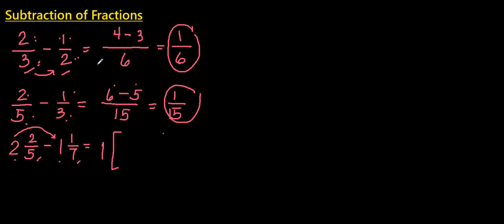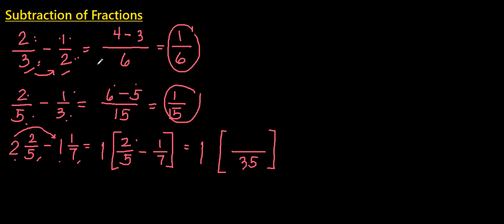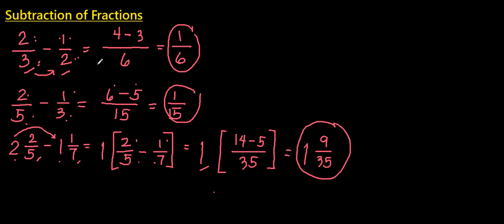Then let's create a bracket where we can put the remaining fractions. 2/5 minus 1 over 7. Then let's do the method. 5 times 7, that's the denominator, so 35. Then cross multiply, 2 times 7, 14, minus 5 times 1, so 5. So the final answer is 1 and 9 over 35. No common factor for 9 and 35, so that's the final answer.